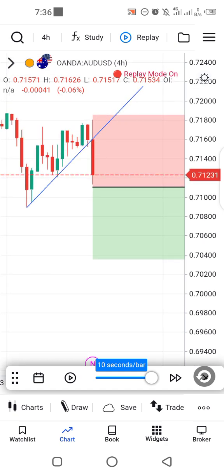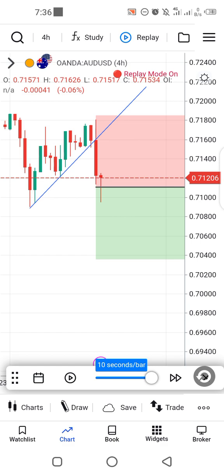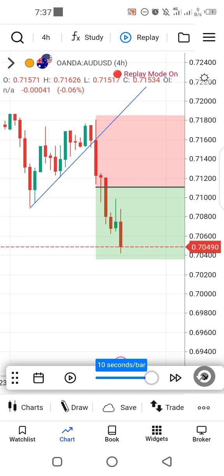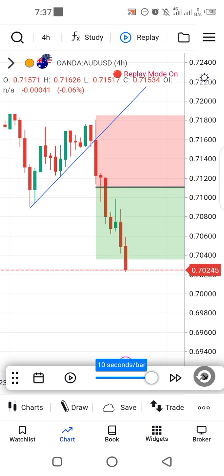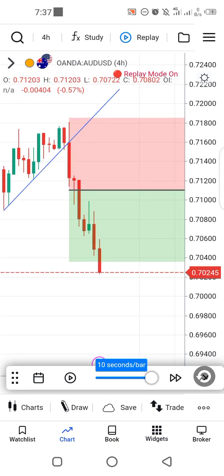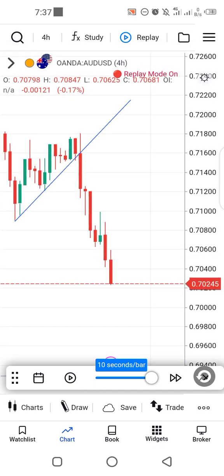So yeah, let's see how this will do. The market keeps pushing down. Okay, the market seems to retreat. Okay, continue going down. So yeah, our 1 to 1 has been served. Then our second trade is still on.